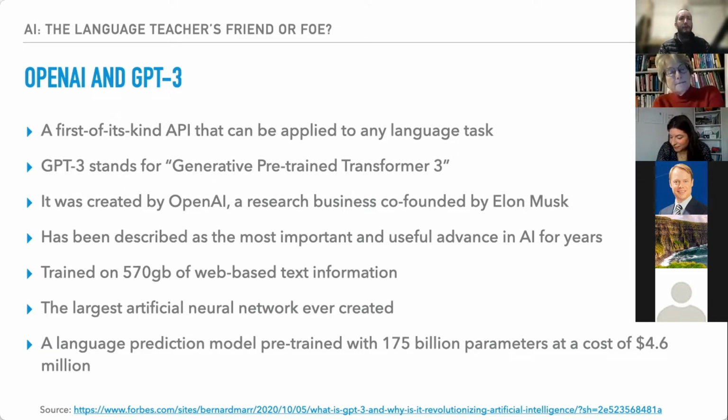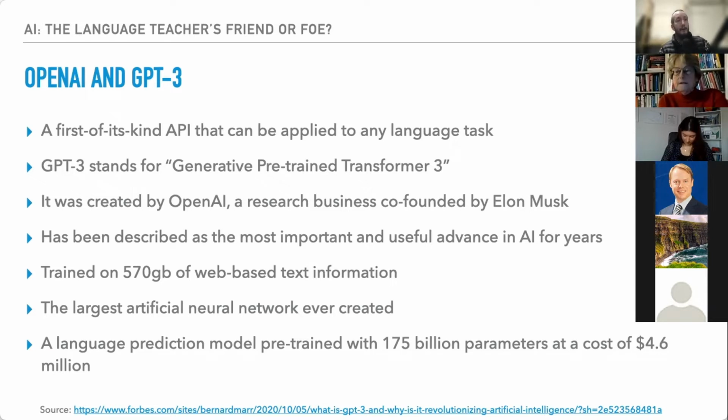And it was trained on 570 gigabytes of web-based text information. So it basically crawled the web and absorbed all of the written text that's available in a publicly accessible form on the internet. And it analyzed and evaluated that text in order to figure out how to produce original text by itself.